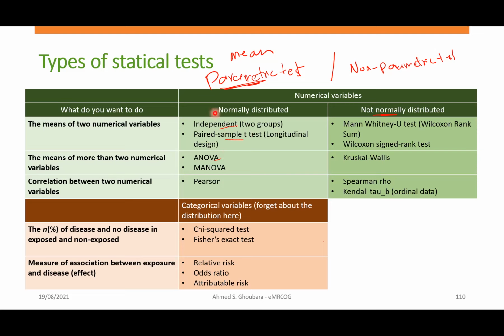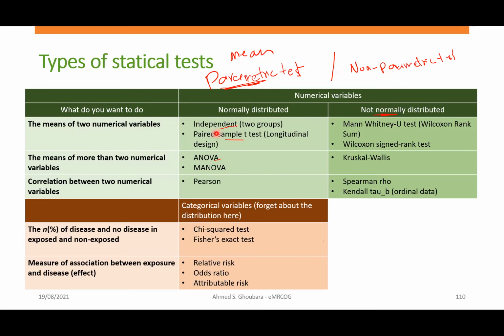As you can see from this green table, every parametric test has its sister non-parametric test. Okay, so first you start with what you want to do. Then, is my data normally distributed or not normally distributed? If my data is normally distributed, we use the parametric test. So what if my data is not normally distributed? We need to use a non-parametric test.